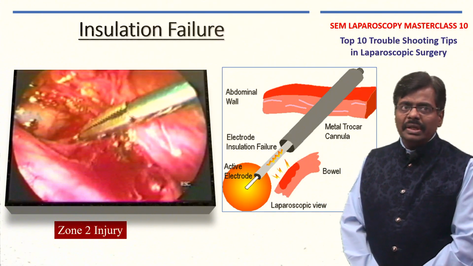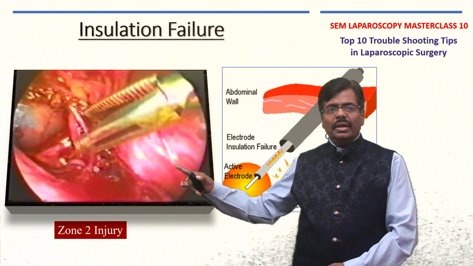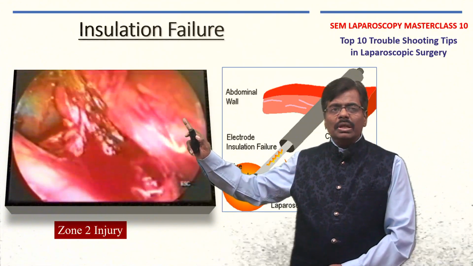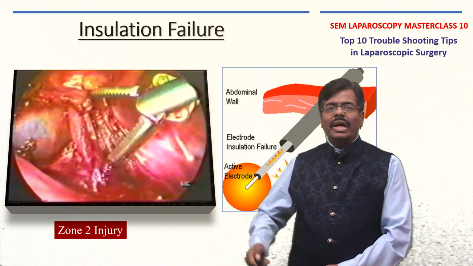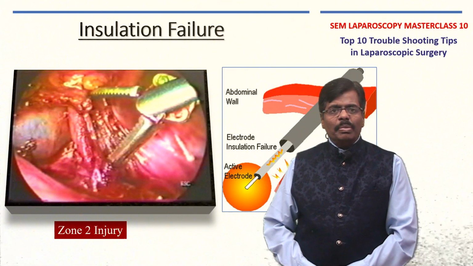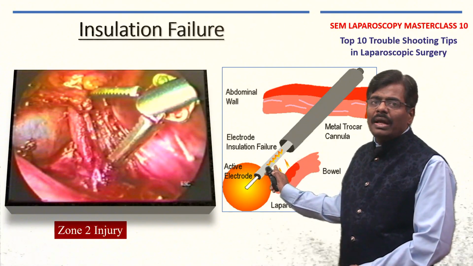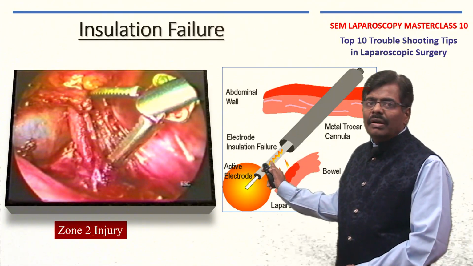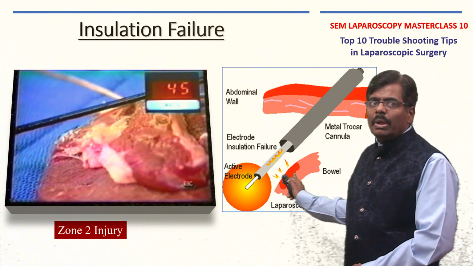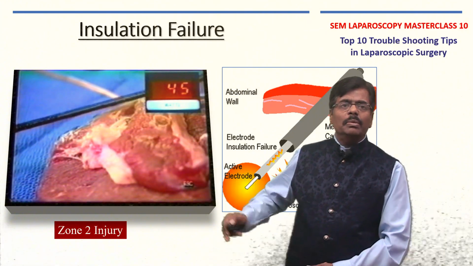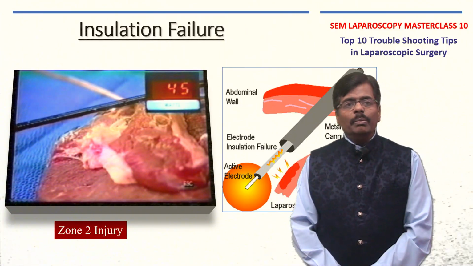See, for example, here we are showing what I call a zone 2 injury. Here all you see is the metal part of the instrument, the Maryland dissector, dissecting the Calot's triangle. But what you do not realize when you apply diathermy is that if there is a problem with the insulation of the Maryland dissector, the stray current will come out and cause damage to the nearby bowel. As demonstrated here in an experiment with cooking meat, it can cook the bowel also, causing a delayed perforation.